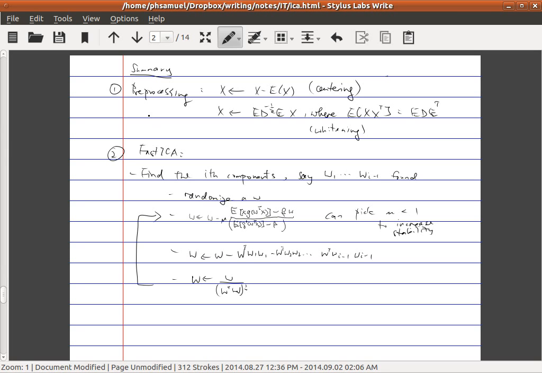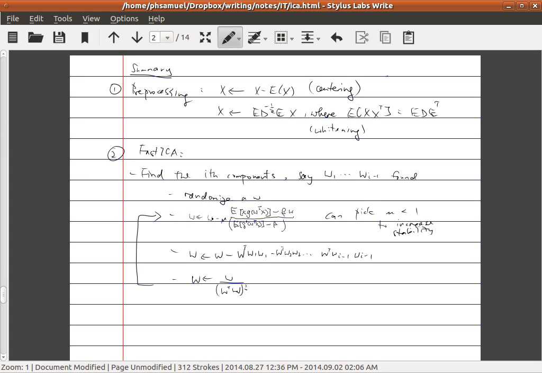So to summarize, we have a preprocessing step, basically centering and whitening. Afterward, for FastICA, we try to find one component at a time. Let's say we have already found components 1 to i-1, and in the ith iteration we're trying to find the ith component. We first pick a randomized W, and then we update W using this equation that we derived earlier.